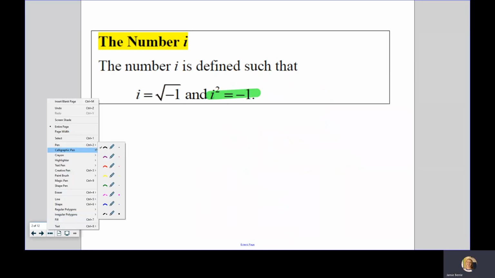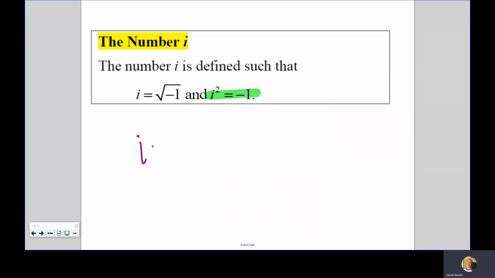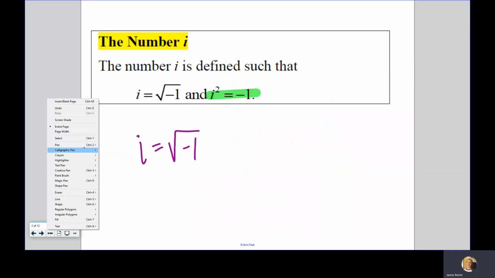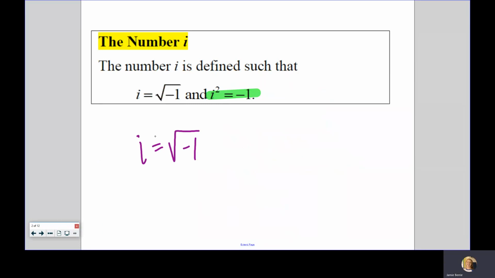Let me just show you why that works that way. So if we know that i is equal to the square root of -1, that's the definition of i, then you can square both sides to get rid of that square root. Okay, so we know that a square cancels with a square root, which tells us that i squared is equal to -1. So that's where that part comes from. This is a really important fact and something that we use a lot. So make sure you remember that i squared is equal to -1.